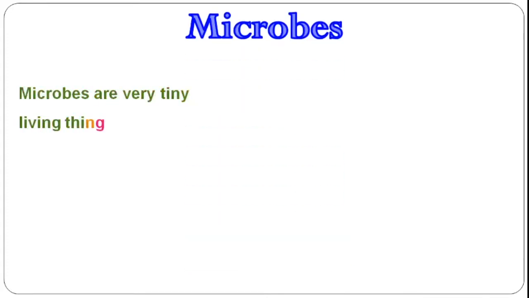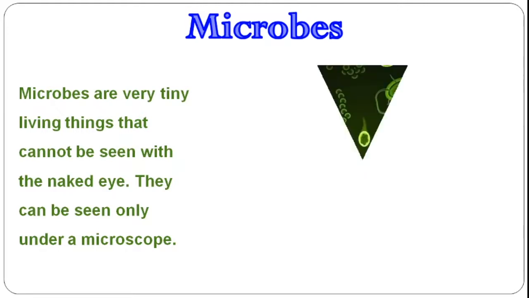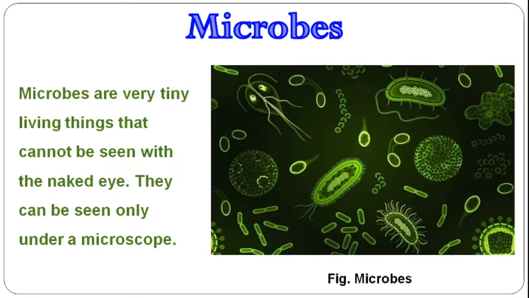Now, microbes. Microbes are very tiny living things that cannot be seen with naked eyes. Yes, you can't see microbes with the naked eye. They can be seen only under a microscope. They are so tiny, or you can say microscopic, that they can only be seen under a microscope. Can you see? These are microbes.